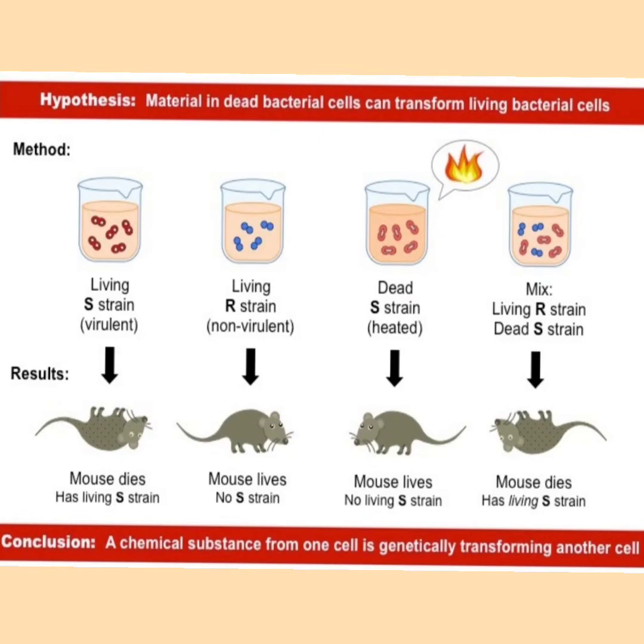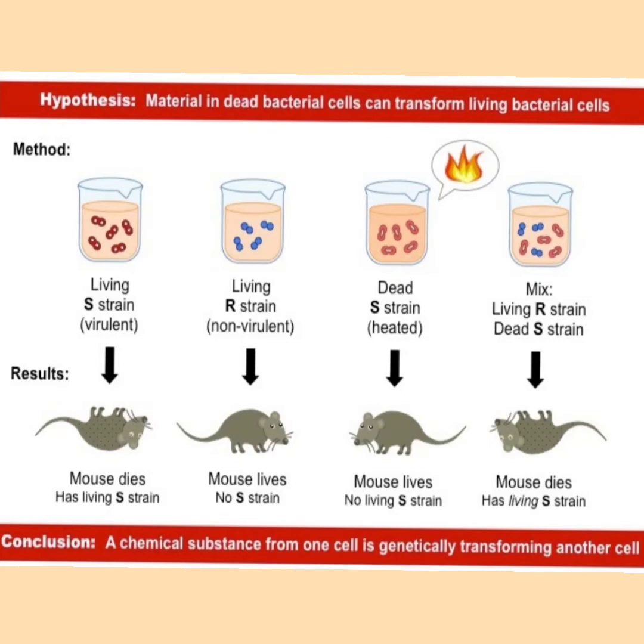Then in the last experiment you can see that the living rough strain and the dead smooth strain were mixed and injected into the mouse, and the mouse dies. On examination it was found that it had the smooth strain, which was virulent.